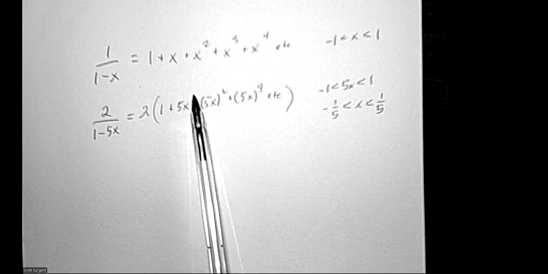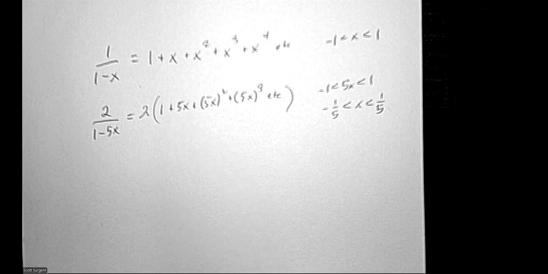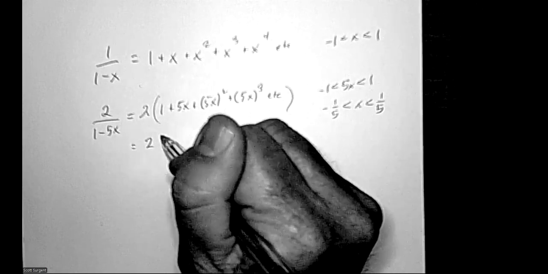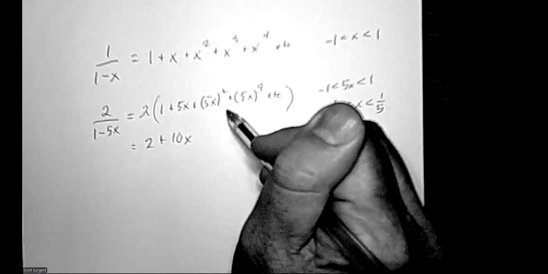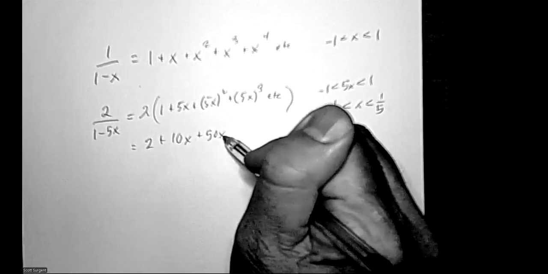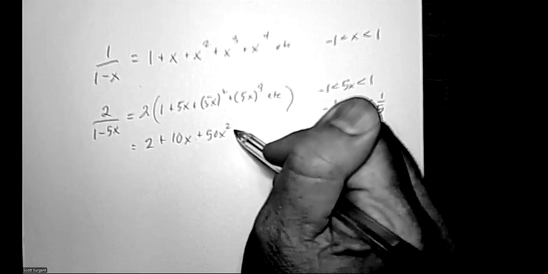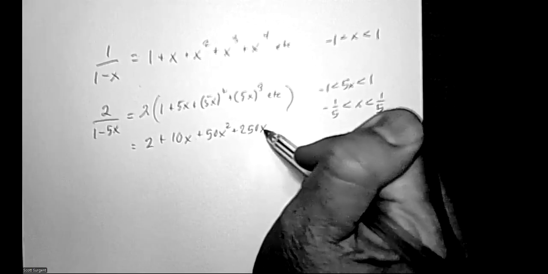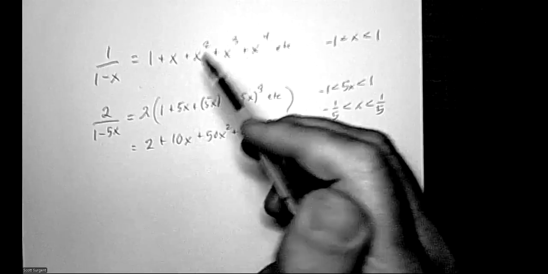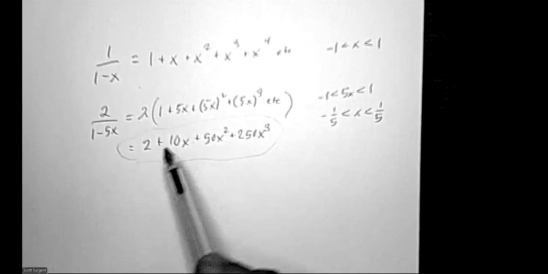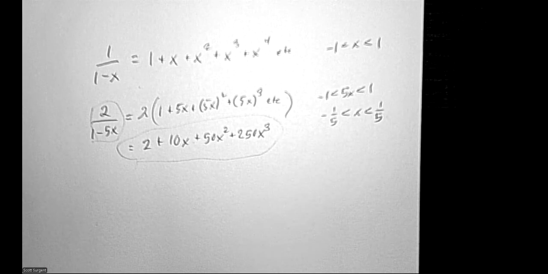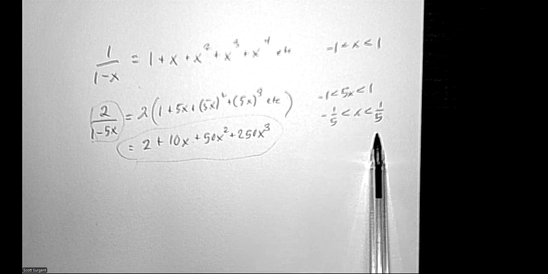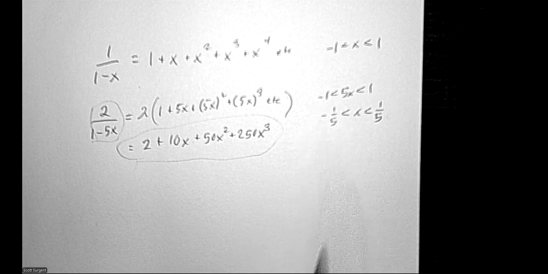If you were to graph this, let's say you work this out longhand, you get 2 plus 10x. This would be 25, so plus 50x squared. This would be 125, so 250x cubed. You would actually see that this thing here and this thing here, if you graph them, are very nearly the same identical graph. The problem is that it would only be true in a very, very narrow interval.